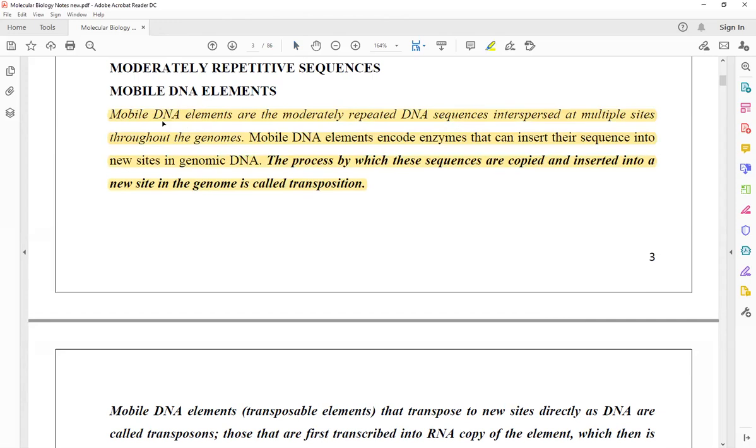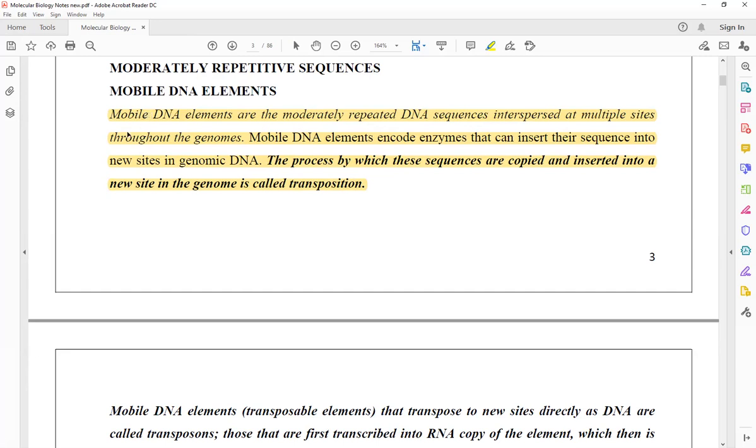So mobile genetic elements or mobile DNA sequences are moderately repeated DNA sequences that are interspersed throughout the entire genome. The process by virtue of which they move from one location in the genome to another is referred to as transposition. So the process involved in their movement is transposition. Mobile genetic elements are the elements that have the ability to move from one location within the genome to another location.